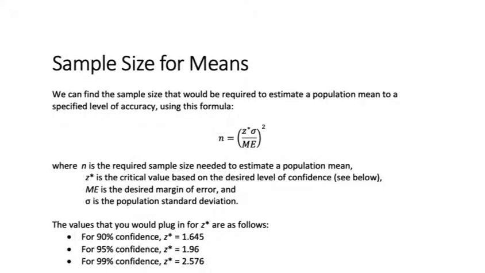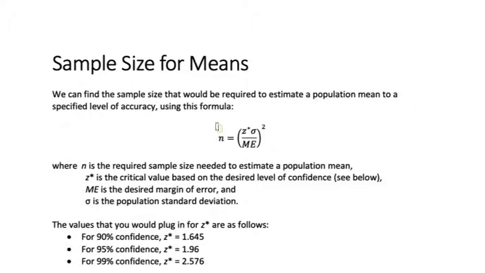In this video, we're going to talk about how to find the minimum sample size required to estimate a population mean to a specified level of accuracy. So we would use this in the real world when we're designing our survey. We would want to figure out the minimum number of people that we would need to have results from in order for our results to be considered valid.